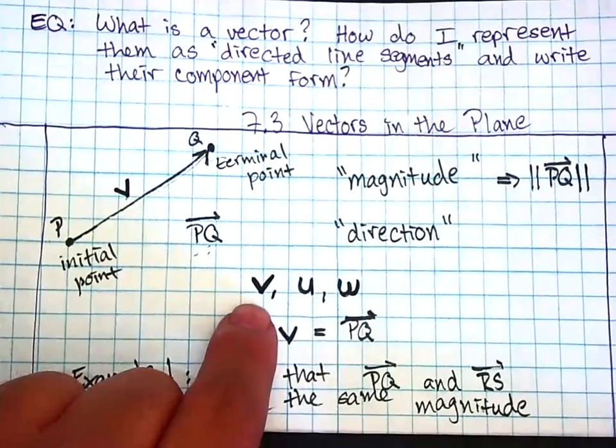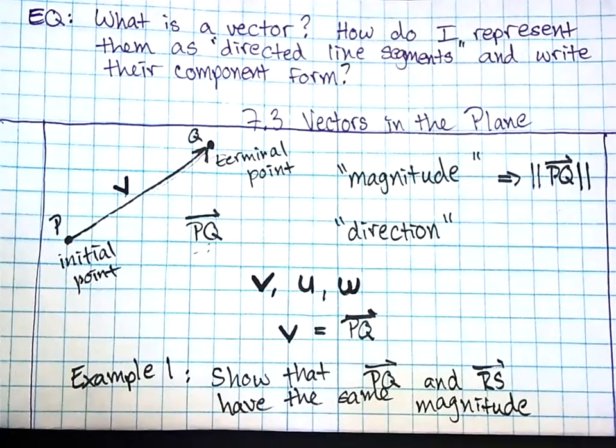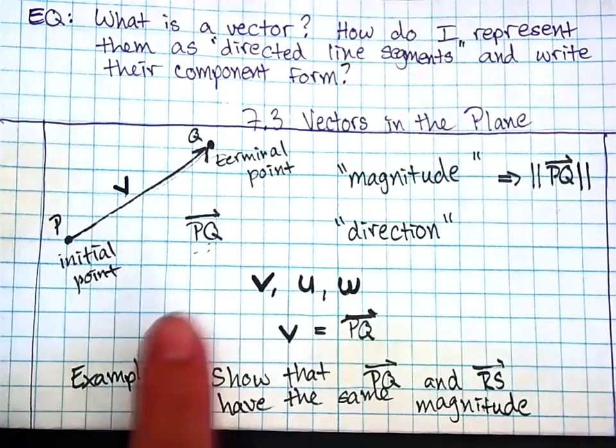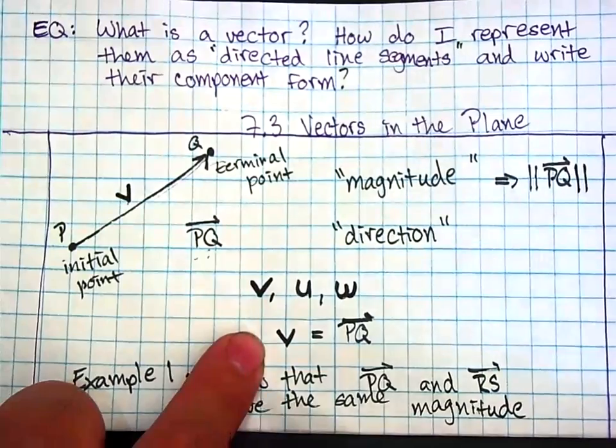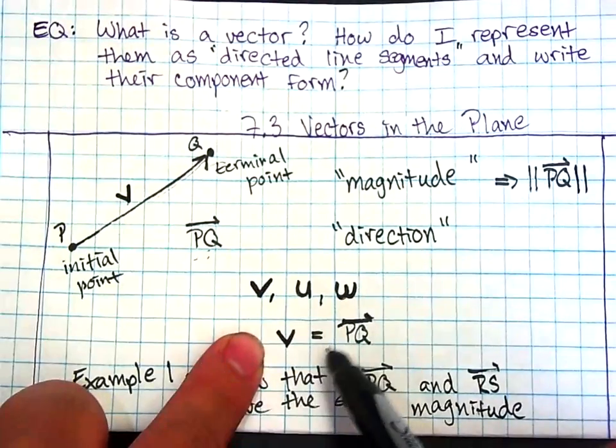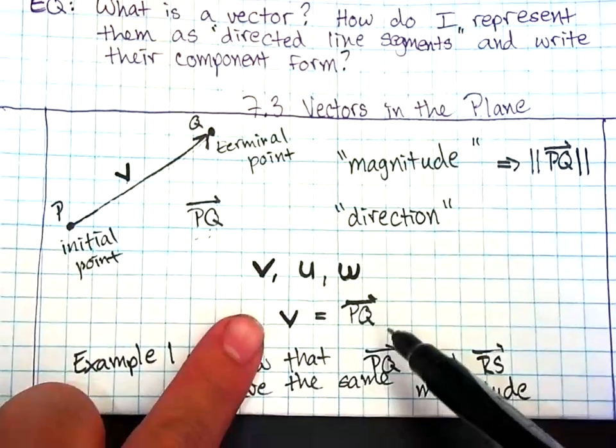Now here I wrote three different letters, v, u, w. You really can use any letter to represent your vectors, but these are the more common ones. And they're always written in lowercase and in bold. So for this entire setup that I have here, my vector v, as labeled right there, is equal to the directed line segment PQ.